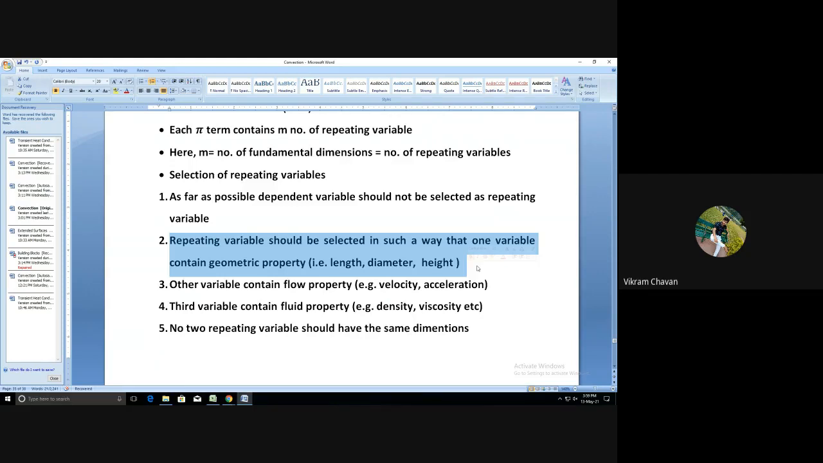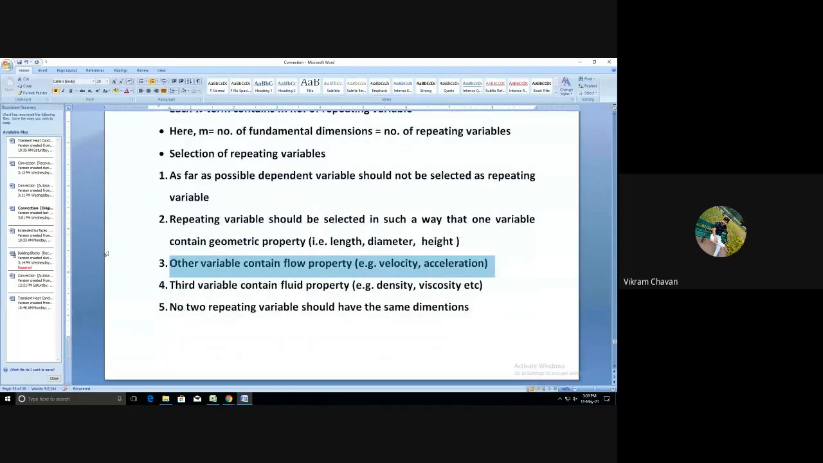Then the other variable should contain a flow property. Flow property means what? Flow क्या mention करता है? Velocity, acceleration. ये flow की properties हैं. सो दूसरा जब भी वेरिएबल आप सिलेक्ट करने जाओगे तो वेलोसिटी, एक्सेलरेशन, इसमें से कोई तो एक आप सिलेक्ट करना चाहिए.